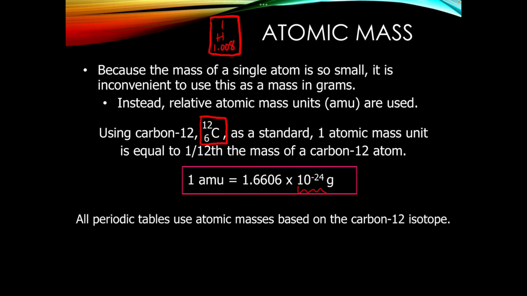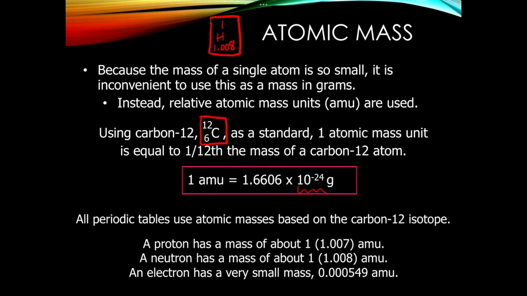So AMUs are used to talk about the mass of things that are very, very tiny. So all of those masses on the periodic table are measured in AMUs. You'll notice it doesn't have a unit. We'll talk about why a little bit later. But if we think about that atomic mass that's on the bottom in AMUs, that's telling you the mass of one atom of that element. And all of those masses are based on the carbon-12 isotope.